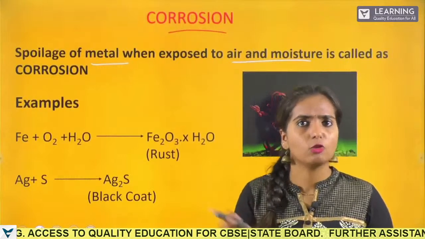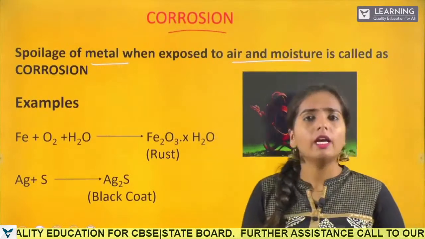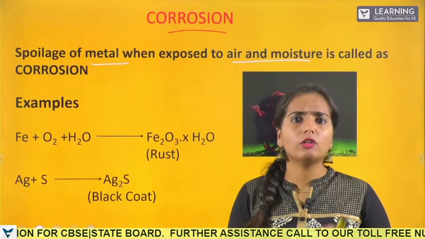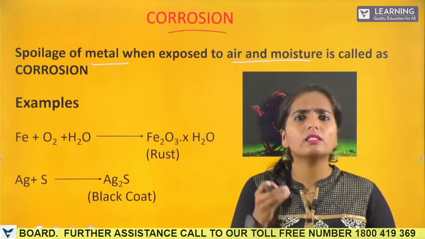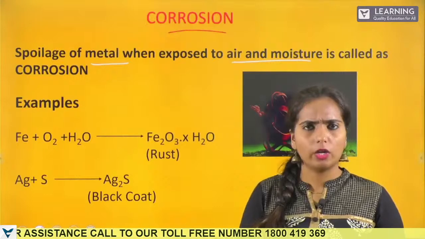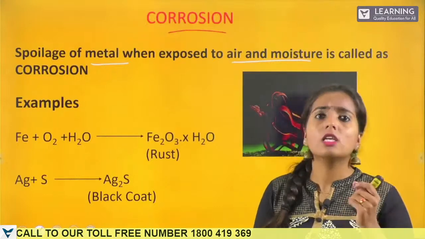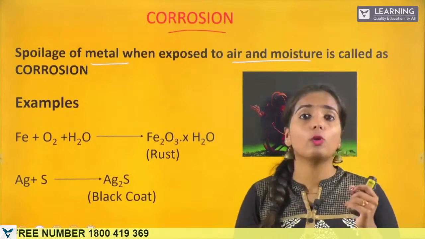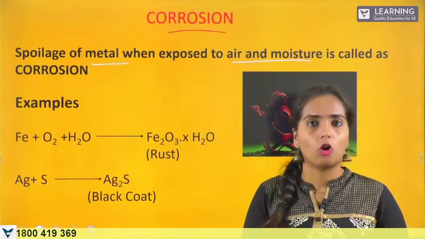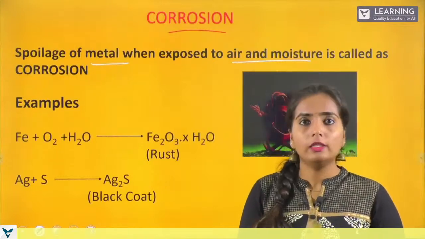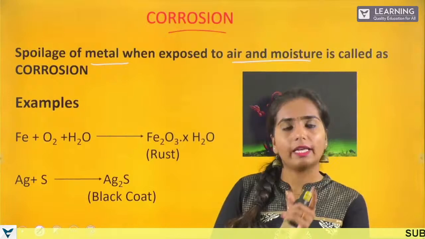You can see in the image, right? That brownish kind of rust, we term it as spoilage of metals. So what is corrosion? Spoilage of metals when exposed to air or moisture is called corrosion. This will be the exact definition for corrosion.